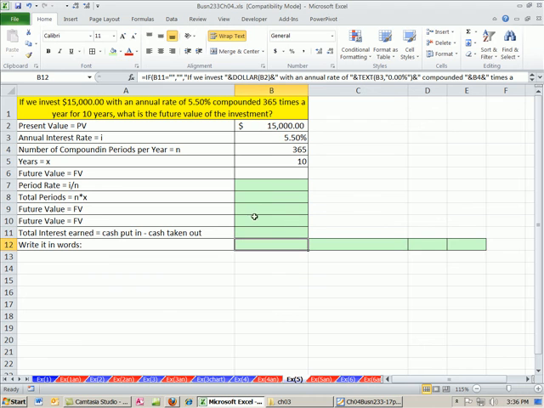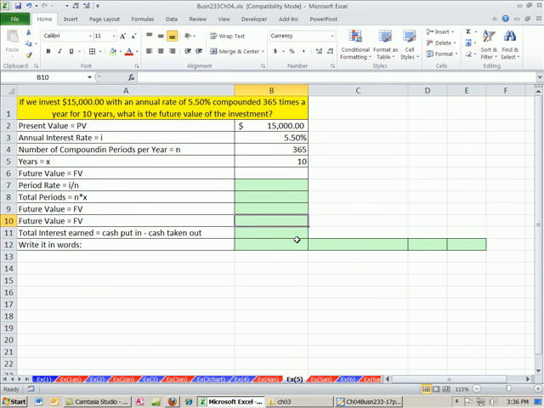All right, one more. I'm just going to skip to the chase here. Future value, I'm going to just do it in one calculation, but let's read. If we invest $15,000 with an annual rate of 5.5% compounded 365 times a year for 10 years, what is the future value of the investment? Again, oftentimes your savings or checking account or some sort of minimal interest earning accounts at your banks will calculate interest 365 times a year.